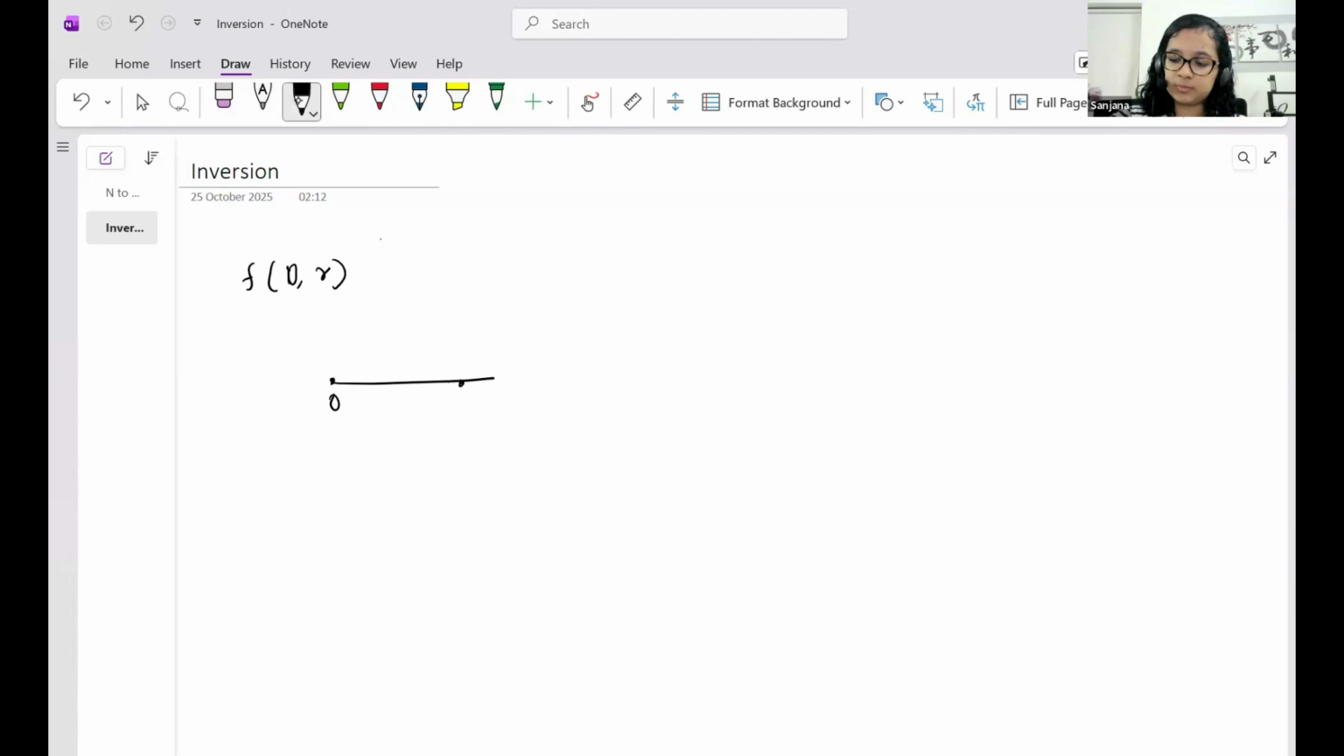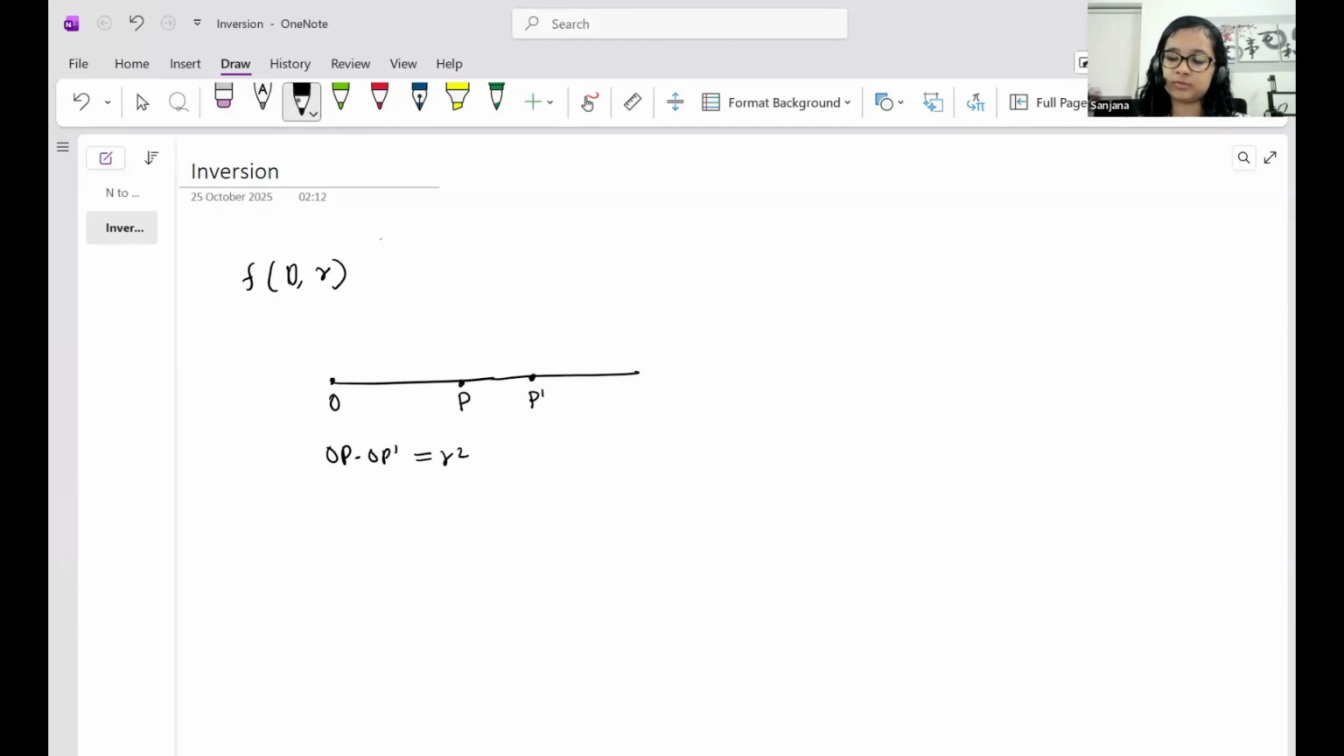So for any other point P, this function will map P to some point P dash, and P dash will always be on the line through O and P. And this is mapped such that OP times OP dash is equal to R square, where R is your radius. So this has a lot of nice properties.